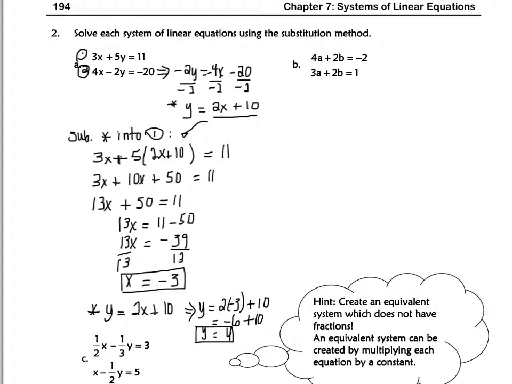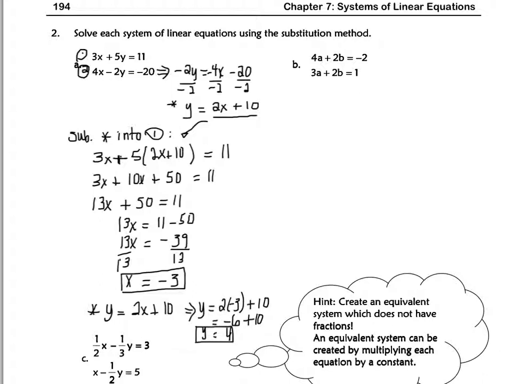And if you go back and check quickly in the first equation, plug in the -3 for x and 4 for y, we're going to get 3 times -3 is -9, plus 5 times 4 is 20, so -9 plus 20 is 11, so it works in the first equation. And then if we check in the second equation, 4 times -3 is -12, minus 2 times 4 is -8, so -12 minus 8 is -20, so we know we've got the right answer.